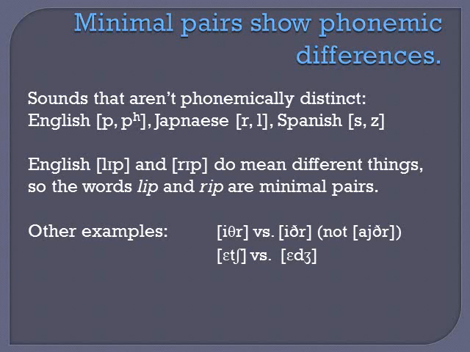We also saw in the first lecture etch versus edge, and we know that those affricates are separate phonemes, and so in English the ch and the j appear to be separate phonemes because we have this minimal pair of etch and edge.